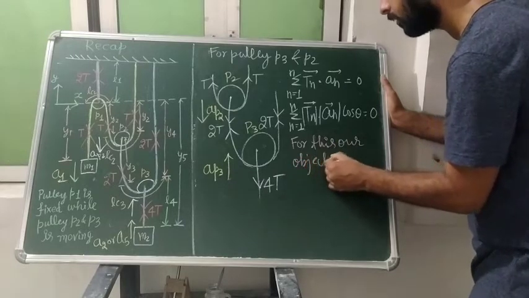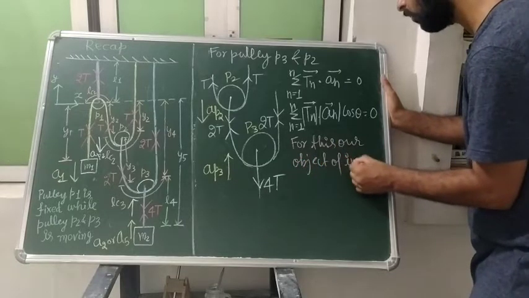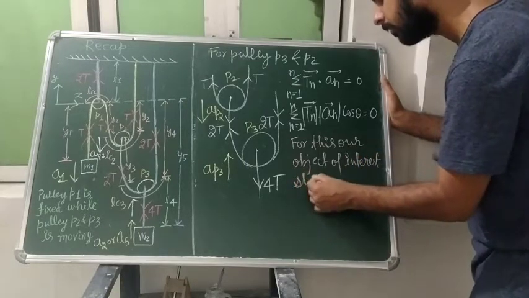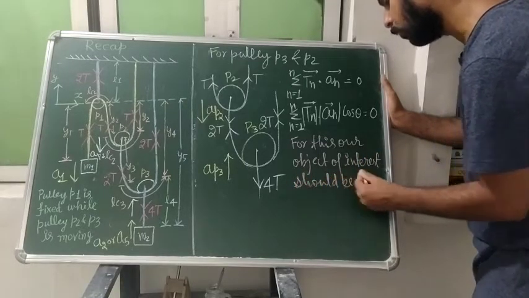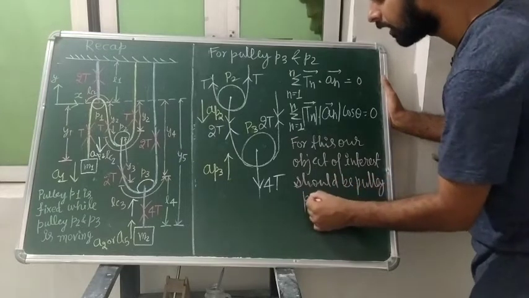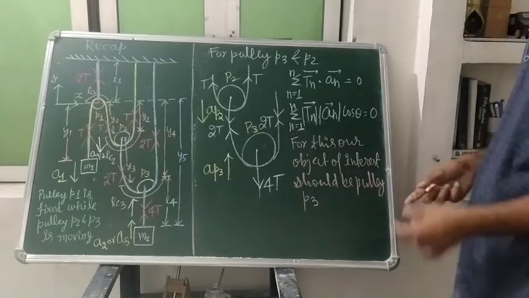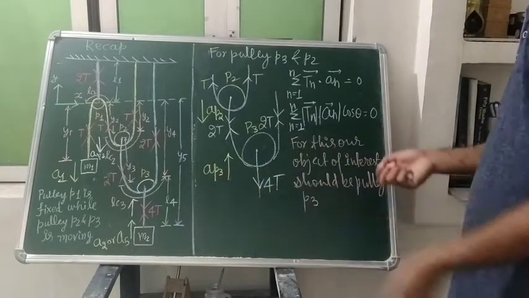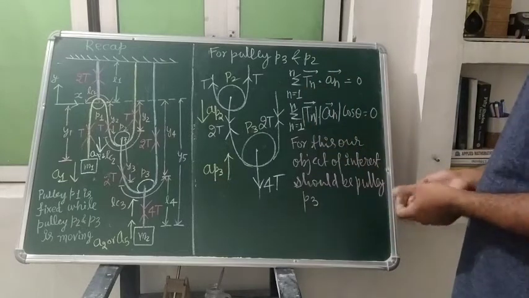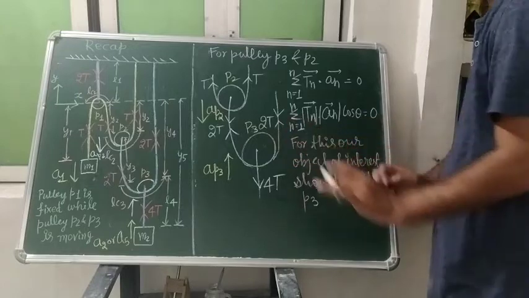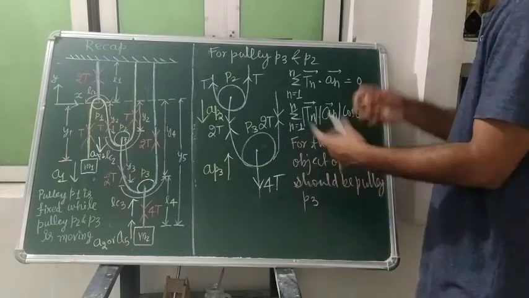Our object of interest should be pulley P3, isn't it? Otherwise things will become wrong and you will get confused about why it is not coming out the same when compared with the traditional method. So it is a short trick.